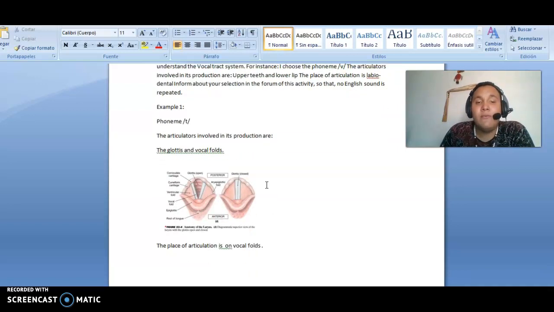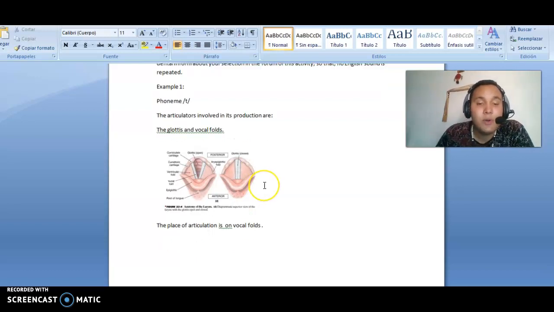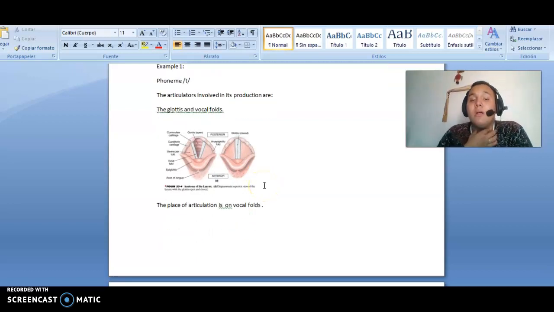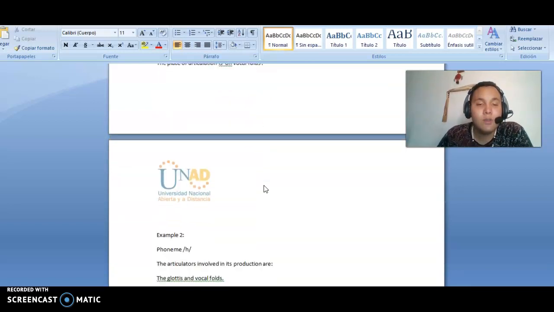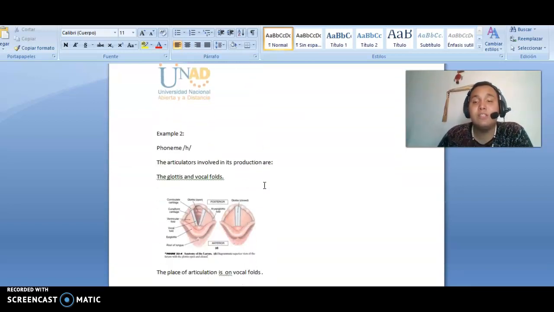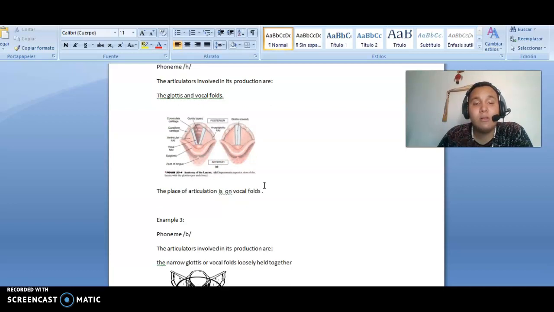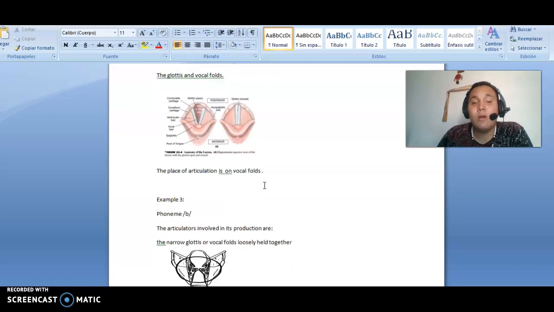Example number 1 is phoneme T. The articulation place is the production at the alveolar ridge. The articulation is voiceless, without vocal fold vibration. Example 2 is phoneme sh. The articulation place of production is the glottis and the vocal folds. The articulation is on the vocal folds.